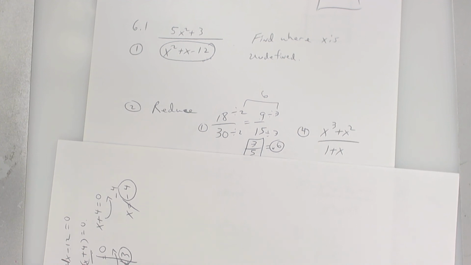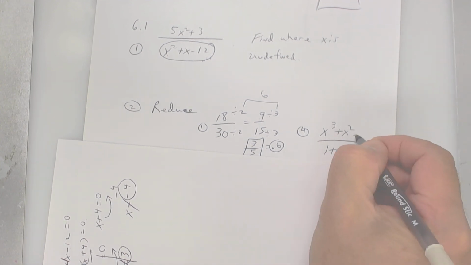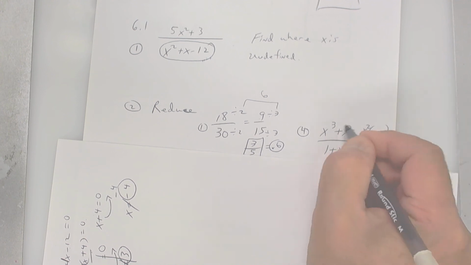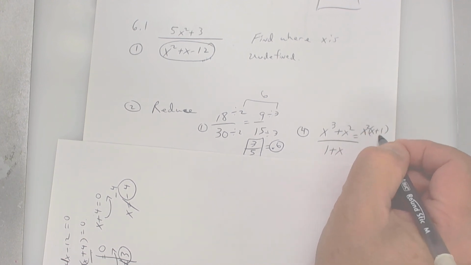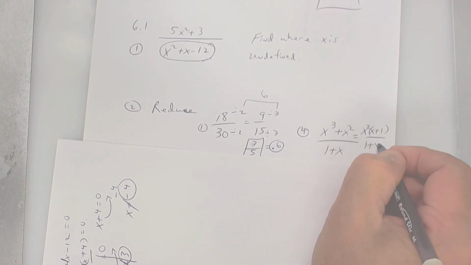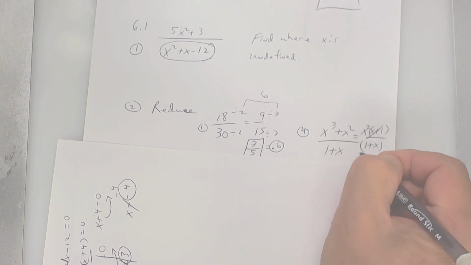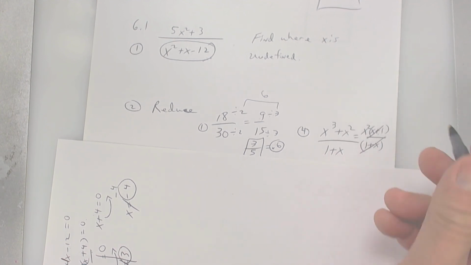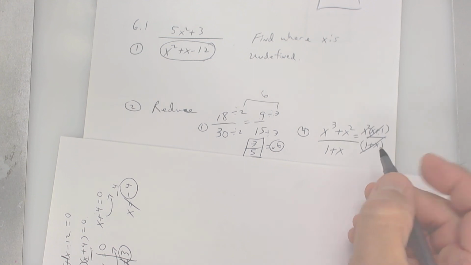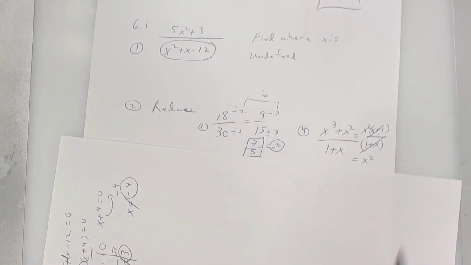This one right here, you got to factor out an x squared, and then here you're going to get x plus 1. Well, 1 plus x is the same thing as x plus 1, so you can cancel that out. So your answer for number 4 is just x squared. So when you simplify, you have to factor and then reduce.